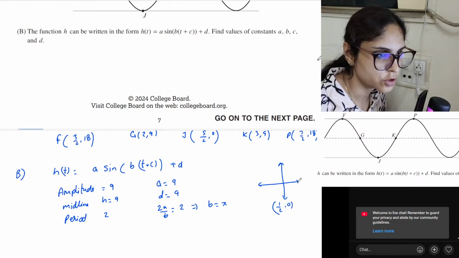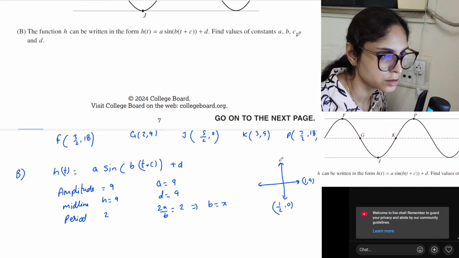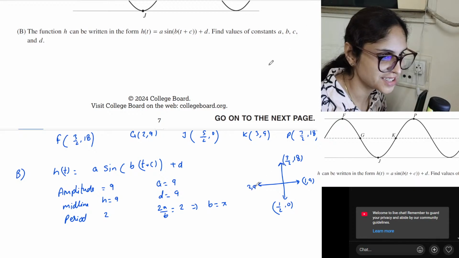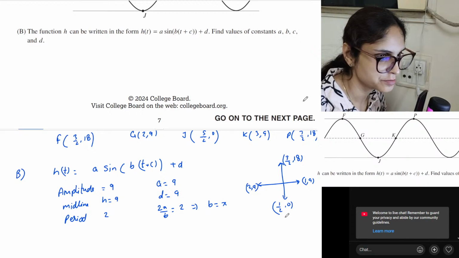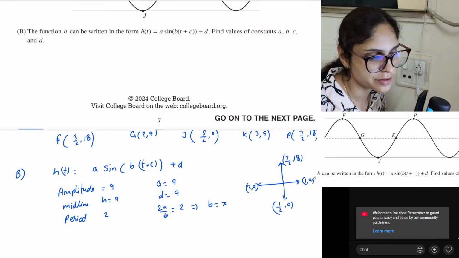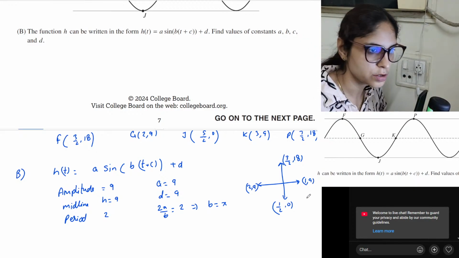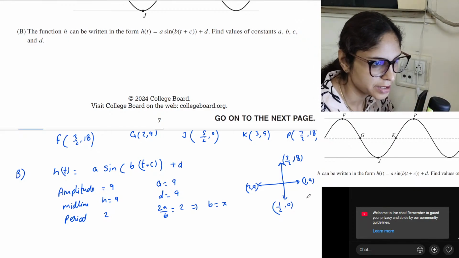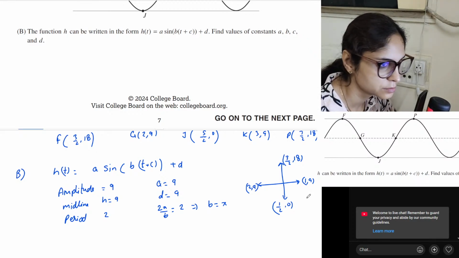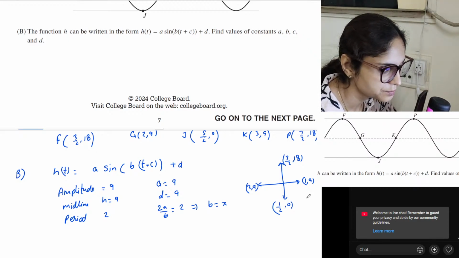I can take 1/2, 0. This will be 1, 9. This would be 3/2, 18. And this point is 2, 9. This point is... So it should have been 0, but right now it is at 1. That means there's a phase shift of 1 to the right. Got it?